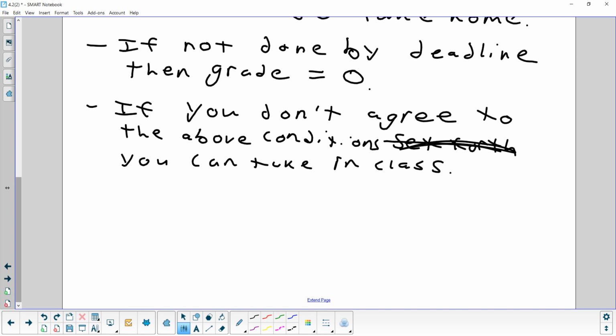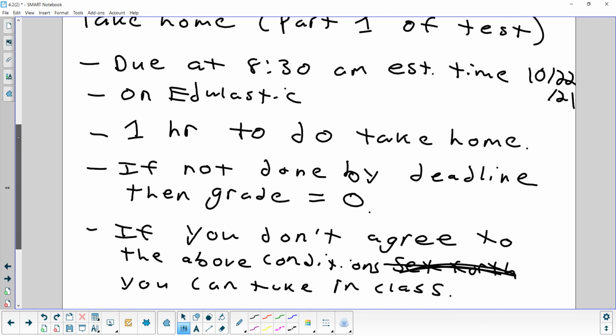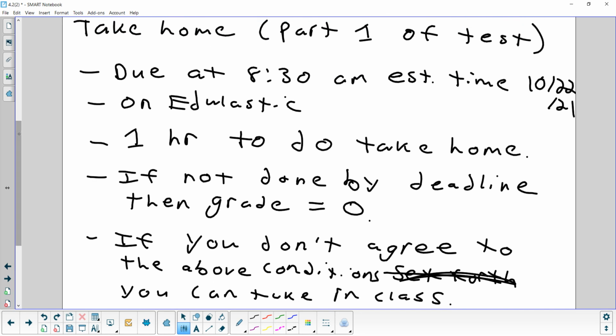Does anybody have any questions about the test, or does anybody not want to do it online? You will need a graphing calculator. Is that a problem for anybody?